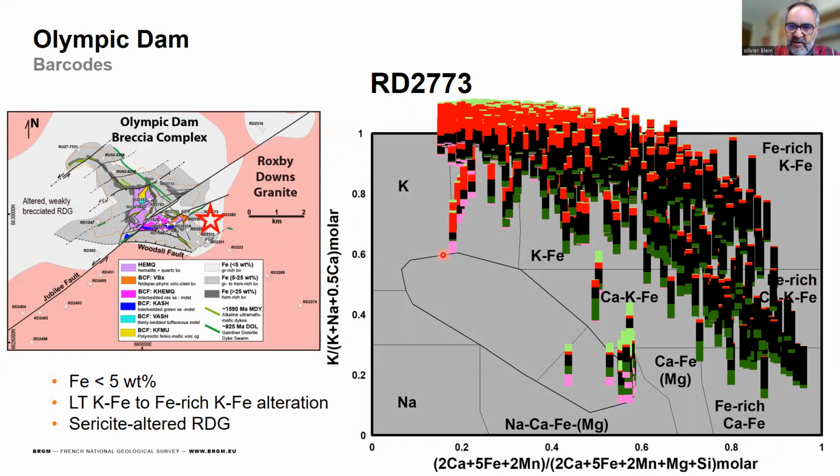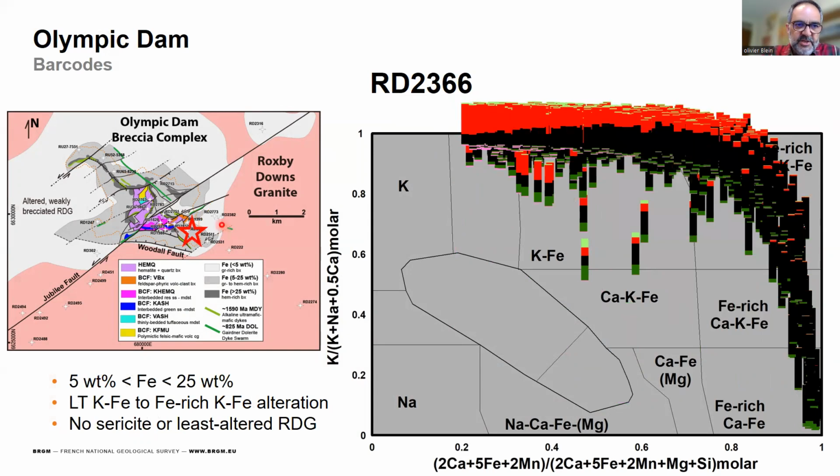This zone is mainly characterized by a trend from potassic iron alteration to Fe-rich potassic iron alteration, and a second trend between potassic alteration and Fe-rich calcic iron alteration. Barcodes with moderate calcic proportion can be explained by the presence of fluorite.